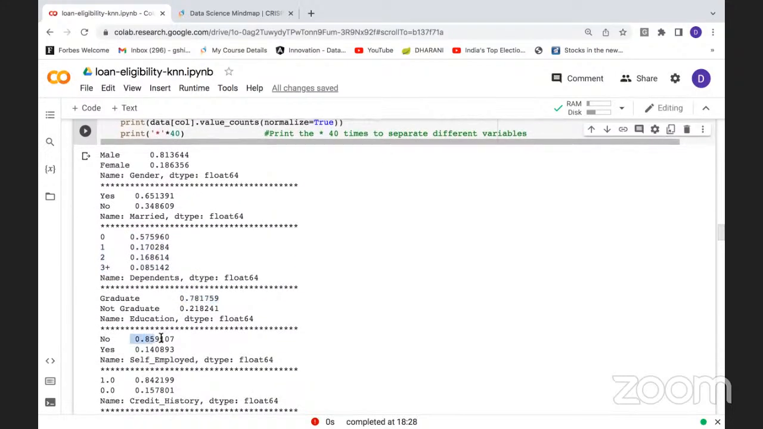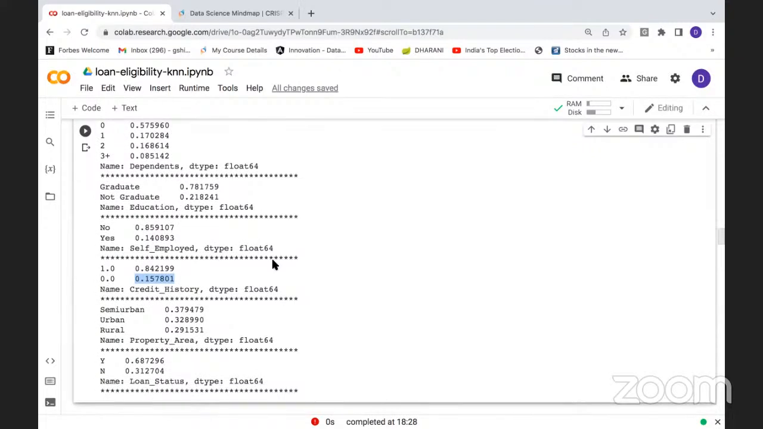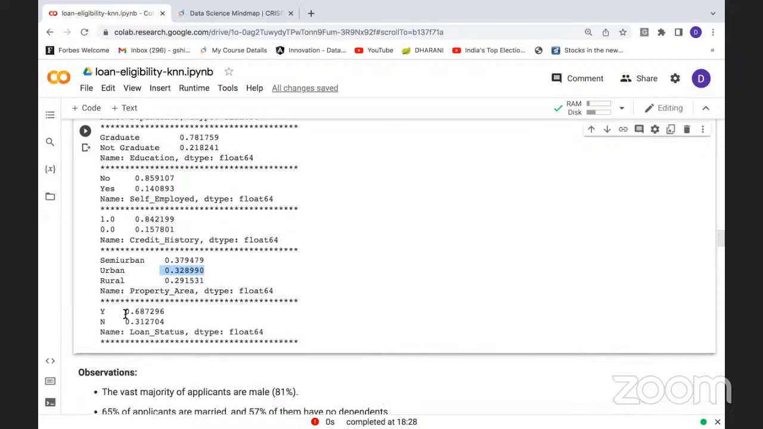Self-employed people, no, not self-employed. Yes is only 14%. Who are having the credit history? If you see here, 1, which is 84% people, are having credit history, and 15% are having no credit history. According to the property area, many people who are applying for loans have property. Most of them are semi-urban and urban, and you can see the proportions are nearly equal, 37, 32, 29. Finally, loan status: approved people are more, not approved people are very, very less.